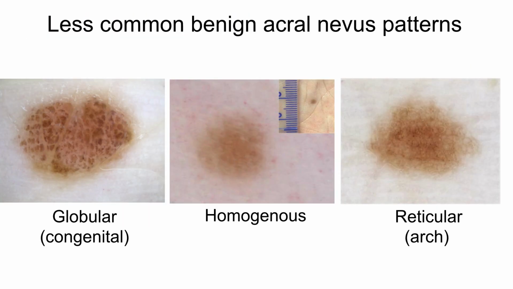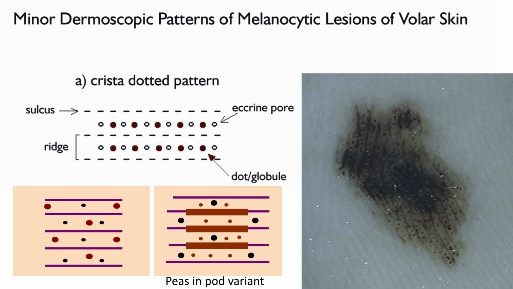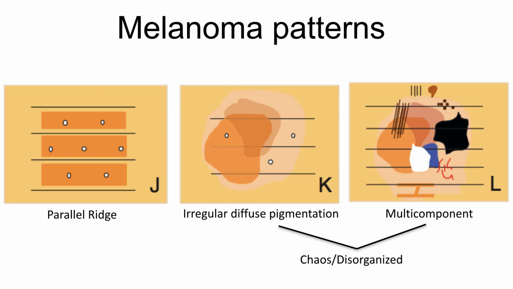Less common acral nevus patterns: the globular pattern, which is seen in congenital lesions; homogeneous, so a brown structureless lesion, one color, small in size; finally, the reticular pattern, most commonly seen on the arch. Another minor dermoscopic pattern is seen in acral congenital nevi. You have brown globules or clods that are situated on the ridges, and sometimes, in addition, you see parallel pigmentation of the furrows, and that's called the peas in a pod variant.